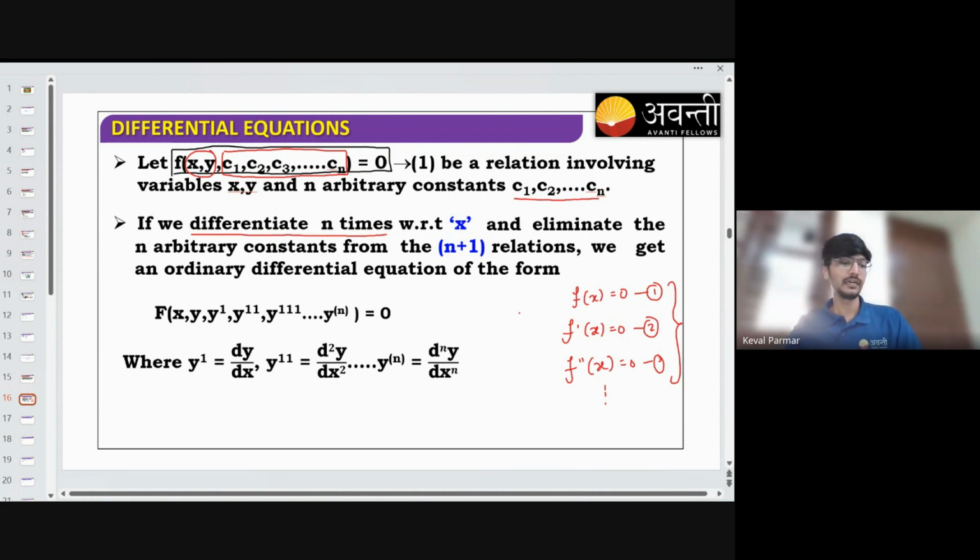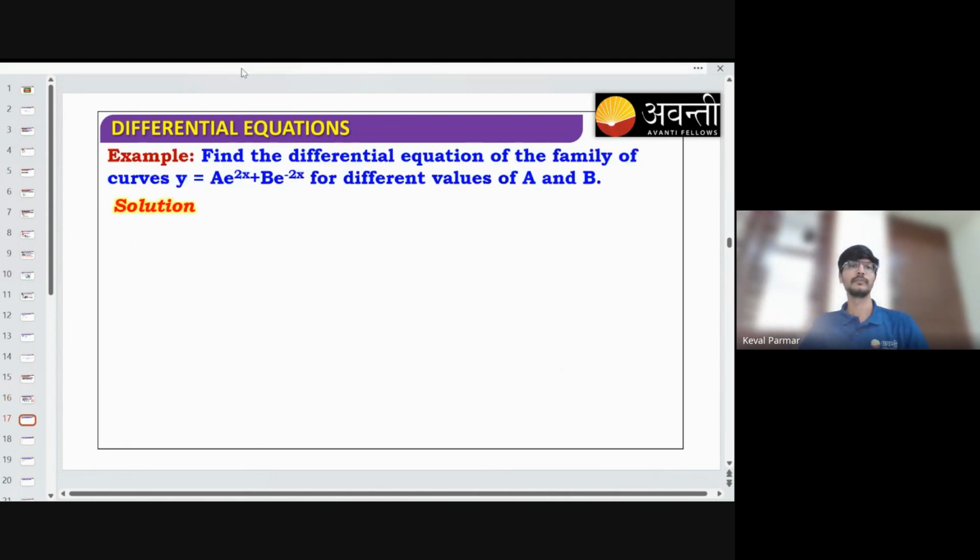Now, let us see how the question looks like. We have read a lot of theory, now let us see the question. Suppose this. Can you tell me how many arbitrary constants are there? Here is the equation. How many constants are there? How many arbitrary constants are there? 2. Super. Which ones? A and B.